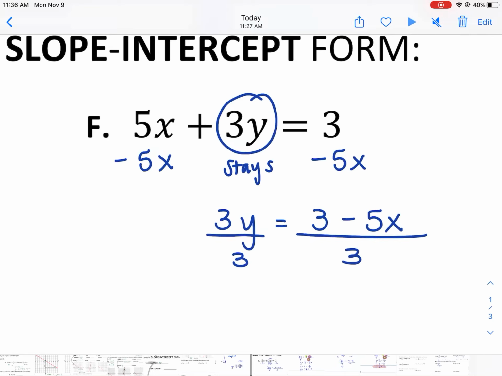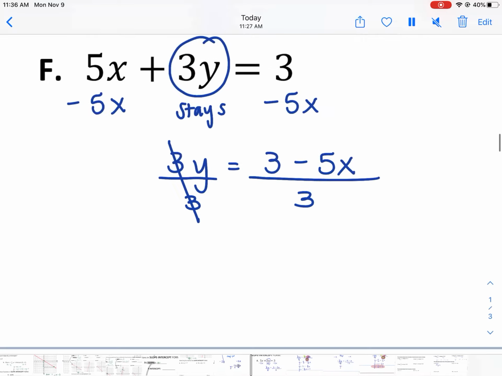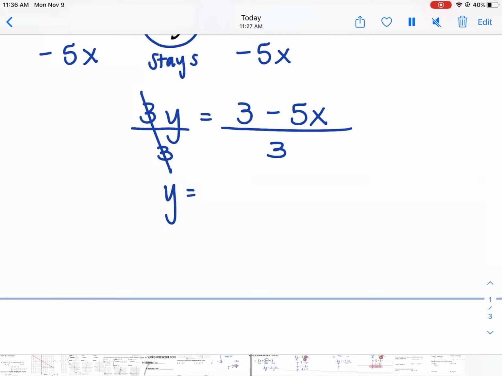Next up, I've got 3y equals 3 minus 5x. To get y by itself, finally, okay, it should not be our first move to divide, okay? There's always going to be a weaker operation like addition or subtraction to do first, okay? Keep that in mind. We divide by 3 on both sides. 3's cancel out. I get y equals.